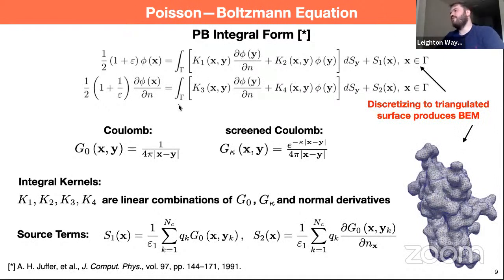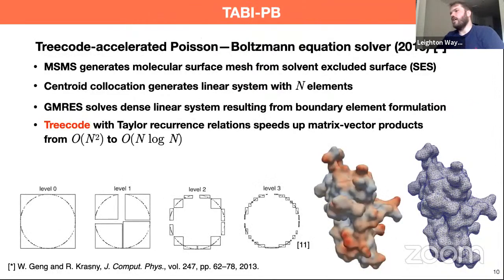So when we discretize this, of course, we end up getting a boundary element method. So we have to discretize this surface gamma to some sort of triangulated surface, and then we end up with a linear system, and that produces our boundary element method. So the 2013 tree-code accelerated Poisson-Boltzmann equation solver, TABI-PB, that Geng and Krasny developed, used MSMS to generate this molecular surface mesh from the solvent excluded surface, and used centroid collocation to generate the linear system.